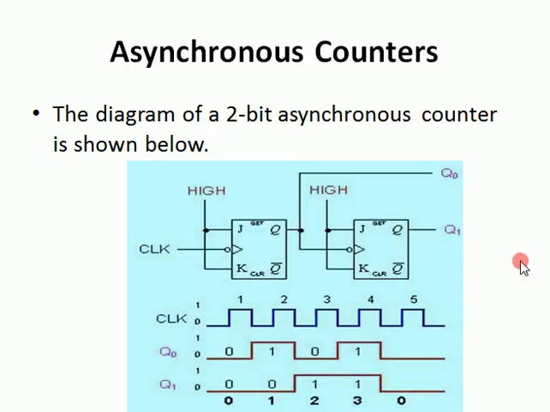Now we will discuss these types of counters. First we will discuss the asynchronous counter, where the output of the first flip-flop becomes the clock signal of the second one. Here you see we have two JK flip-flops. This is the first flip-flop and this is the second flip-flop. To the first flip-flop, the clock pulse is applied, while to the second flip-flop, the clock pulse is the output of the first flip-flop.